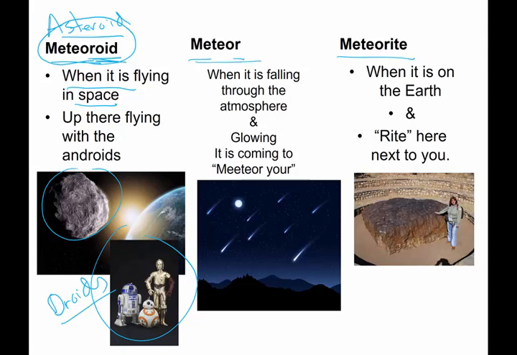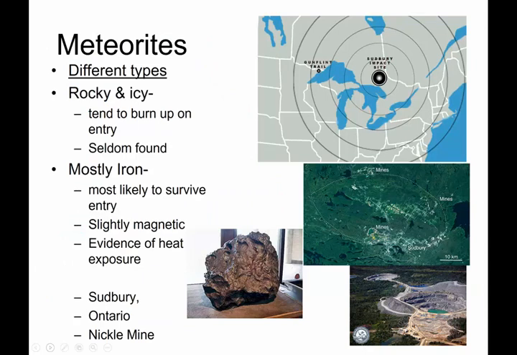When it is falling through the sky, it is a meteor because it is coming to meteor you. Yeah, that's a bad joke. When it actually hits the Earth, its name goes from meteor into meteorite. Why? Because it's right here next to you. And I hope that helps, because for me, I find those all kind of tricky.